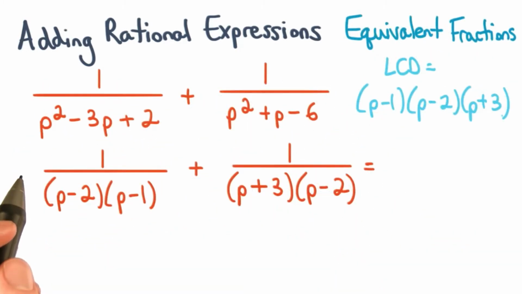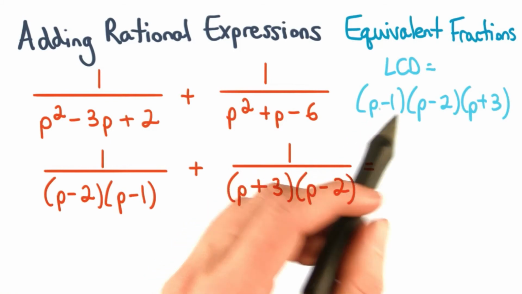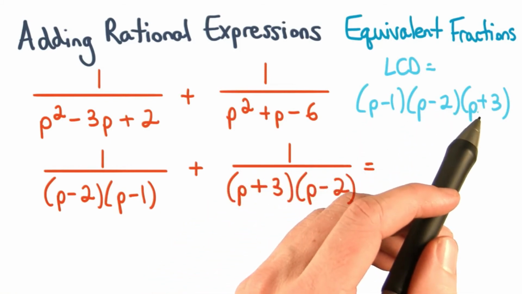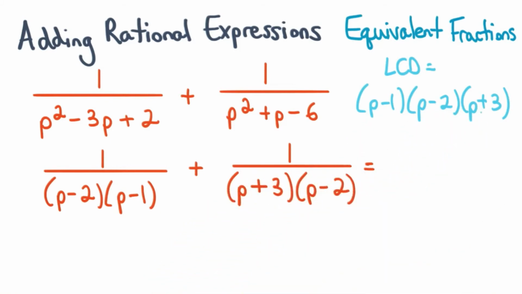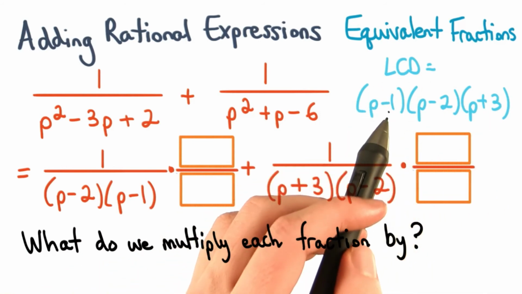So let's go back to our third example of finding the LCD. We found the lowest common denominator for these two fractions, and it was p minus 1 times p minus 2 times p plus 3. Remember, we want to change these two fractions to an equivalent form. So here's your question. What should we multiply each of these fractions by to get an equivalent fraction with the lowest common denominator of this?